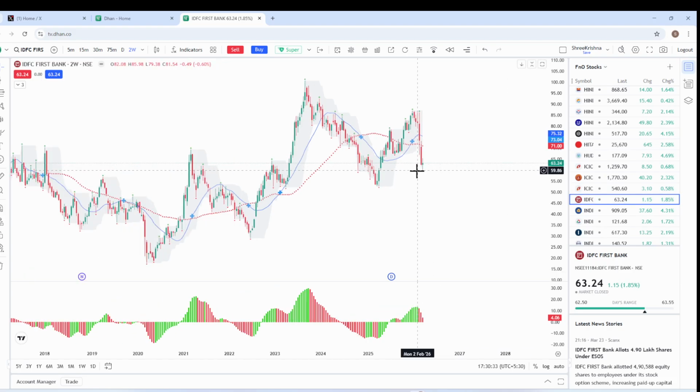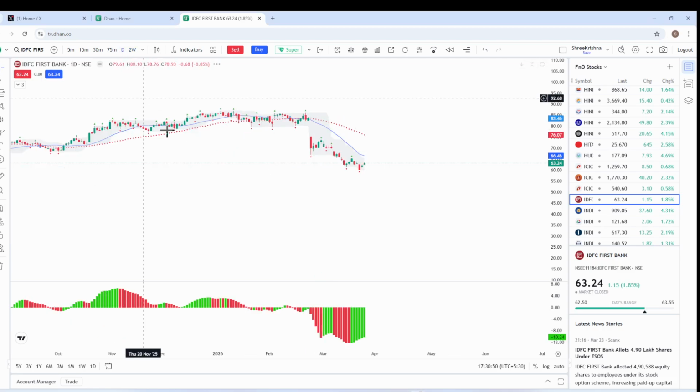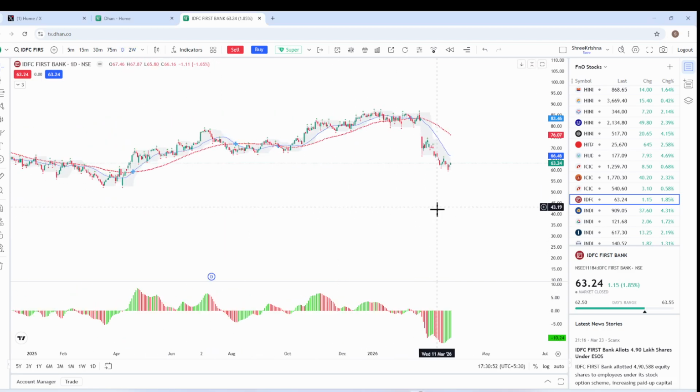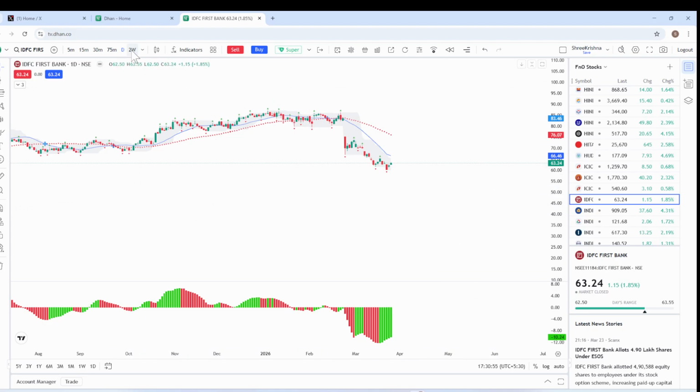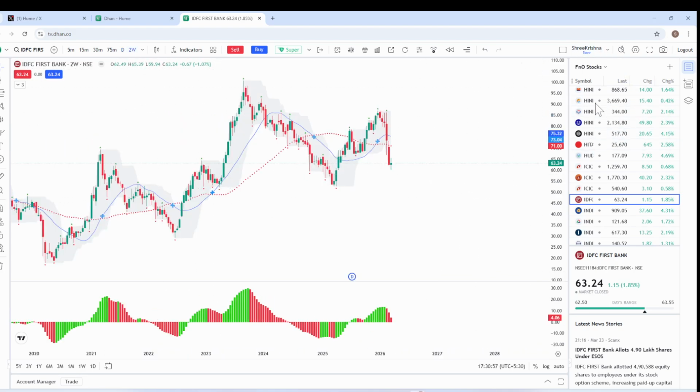IDFC. IDFC is a bit of a disappointment. What happened here? I'll tell you. It made an impulse, then A, B, C. Now it is going for an impulse. So you have to take a decision. This is a very small candle. On daily also it is very feeble, very weak. So you need to wait for at least another 1 or 2 weeks.